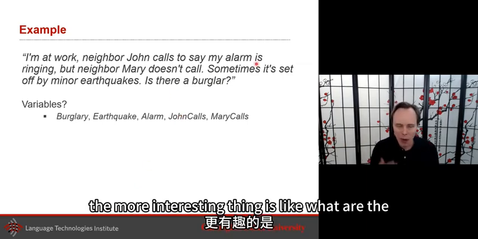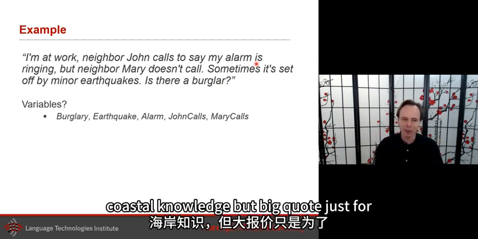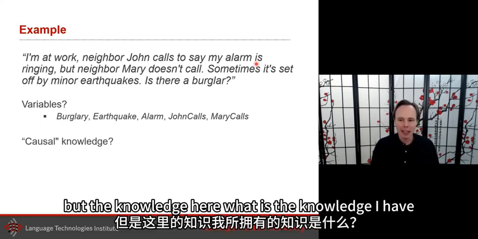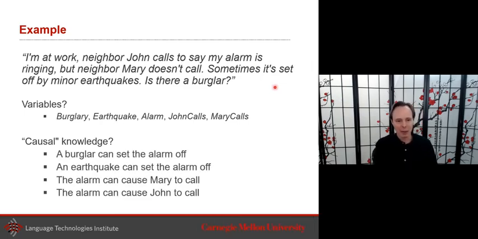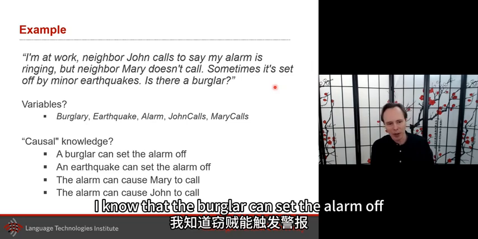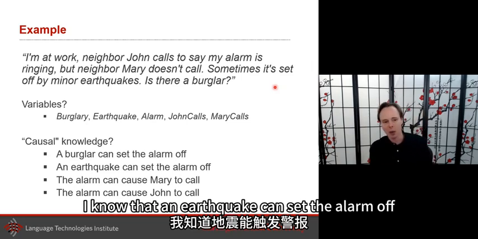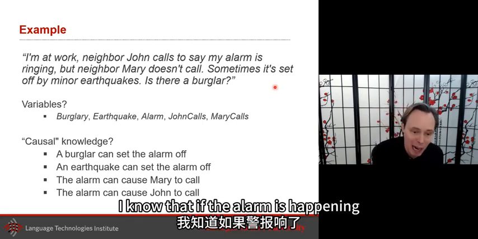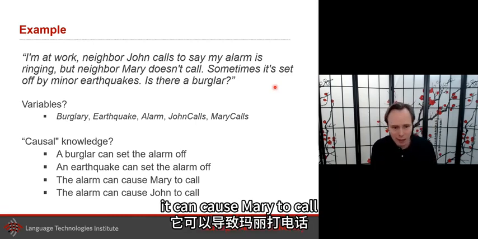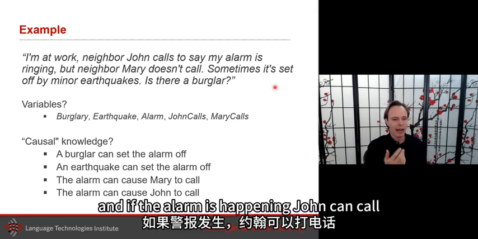The more interesting thing is what I will call the causal knowledge, with big quotes. What is the knowledge I have here? I know that a burglar can set the alarm off. I know that an earthquake can set the alarm off. These two are possible. I know that if the alarm is happening, it can cause Mary to call, and if the alarm is happening, John can call.